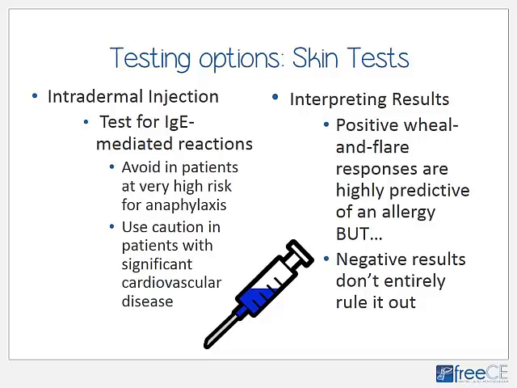When you interpret the results, you're looking for a positive wheal and flare response on the skin, and they are very predictive if you do get that kind of response. But negative results don't really rule it out. Like I said, it's got a high sensitivity, but really not the best specificity. With a positive test, you're going to be able to tell a response within about 15 to 20 minutes, and full-blown systemic reactions are really quite rare.